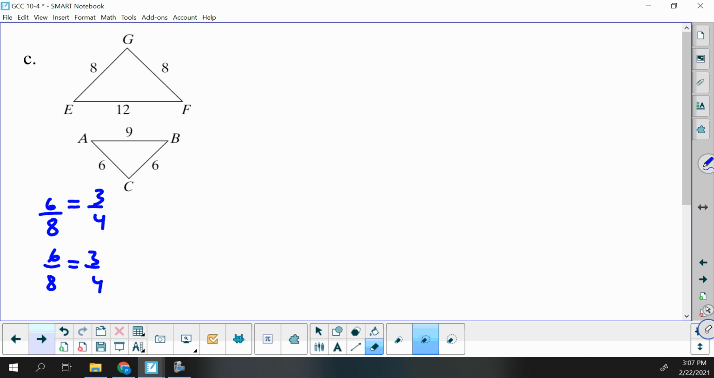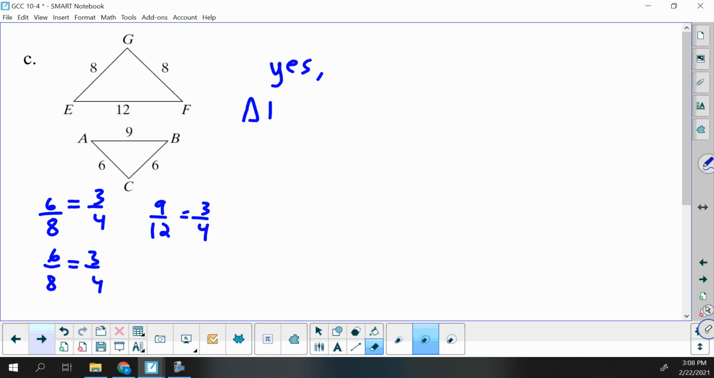And then we'll take the 9 to the 12, and when you divide those by 3, you also get 3/4. Now I went the bottom to the top. You could have gone the top to the bottom as well. So you could have done 8 to 6, 8 to 6, and 12 to 9, and you just would have gotten 4/3 for all of them. Notice they all have the same ratio, so we would say our sides are proportional. So yes, they are similar.